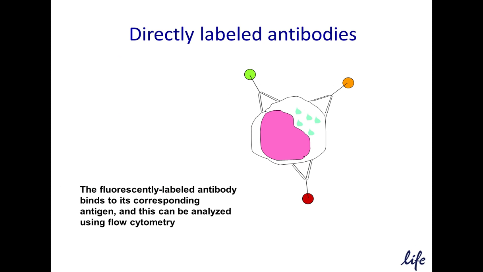This is a diagram of a cell labeled with three different antibodies. Each antibody is labeled with a different fluorophore. The fluorescently labeled antibody will bind to its corresponding antigen on the cell. When the antibody is conjugated directly to the fluorophore like this, we call it a directly labeled antibody.